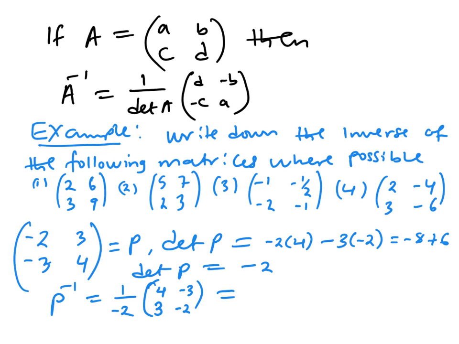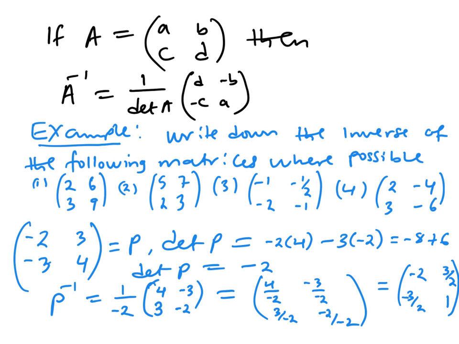So if you want, you can multiply through, and you have 4 over minus 2, then minus 3 over minus 2, then down it is 3 over minus 2, and then minus 2 over minus 2 if you want. Okay, and this will be 4 over minus 2, which is negative 2. Then this is 3 over 2, because negative divided by negative is a positive. This is 3 over 2 negative, and then this is a positive 1. So that's the inverse of the matrix P.